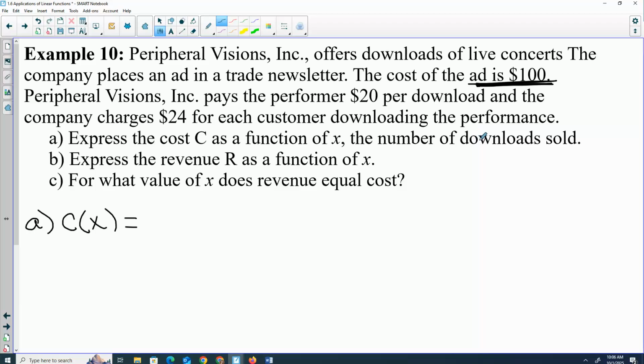What else are they paying? They pay the performer $20 per download. X is the number of downloads. So they have to pay $20 for every download. So that would be 20X. Plus they have to pay that $100 one time. It's just like a line. Your 20 is repeated, so that's your slope. The 100 is a one-time fee, so that's our y-intercept.